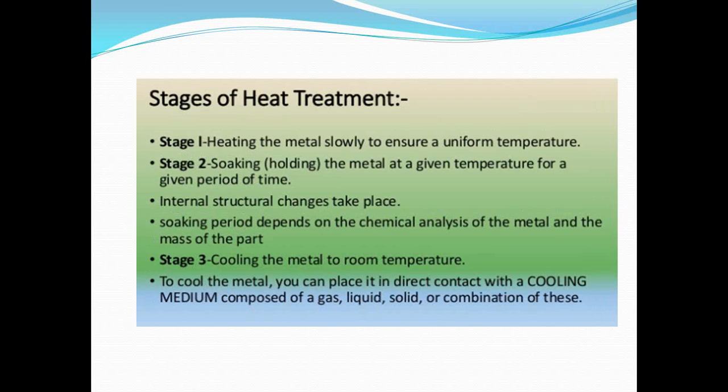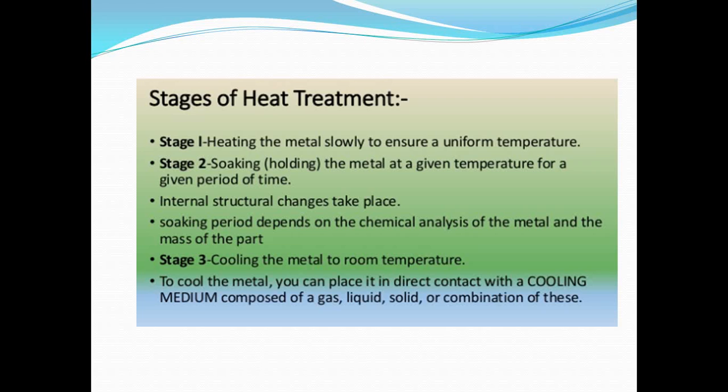There are various stages involved in the heat treatment process. Normally there are three different stages. In stage one, the heating is done. Slowly we supply the heat to the metal, so that it ensures a uniform temperature.